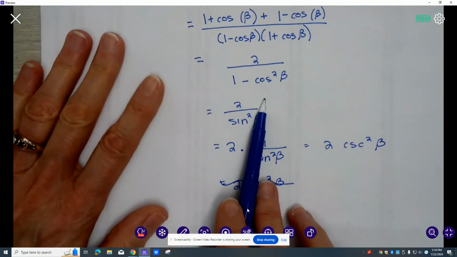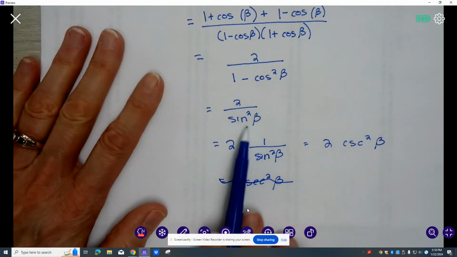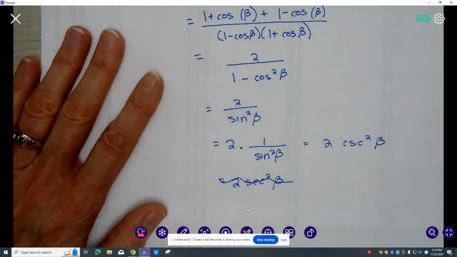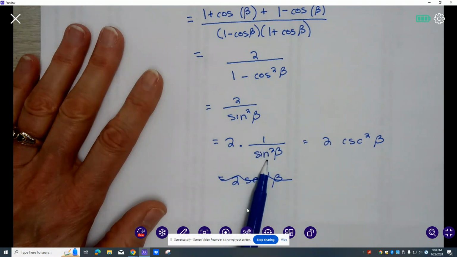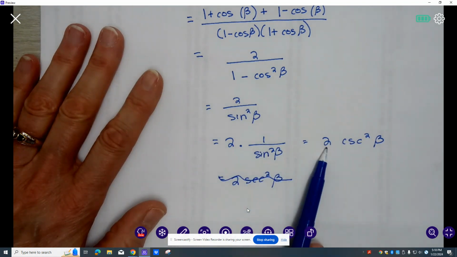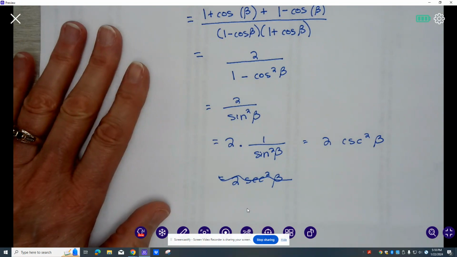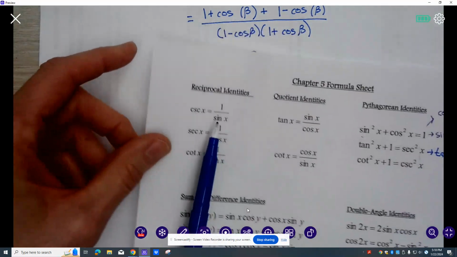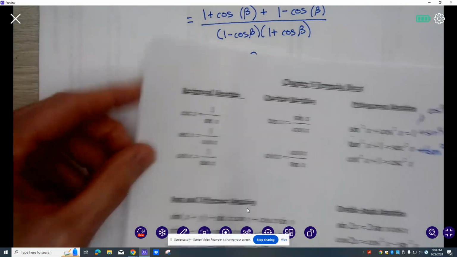1 minus cosine of beta is sine squared. That's a Pythagorean identity. So 2 times 1 over sine squared is the same as 2 times cosecant squared, because 1 over sine, right here, 1 over sine is cosecant.